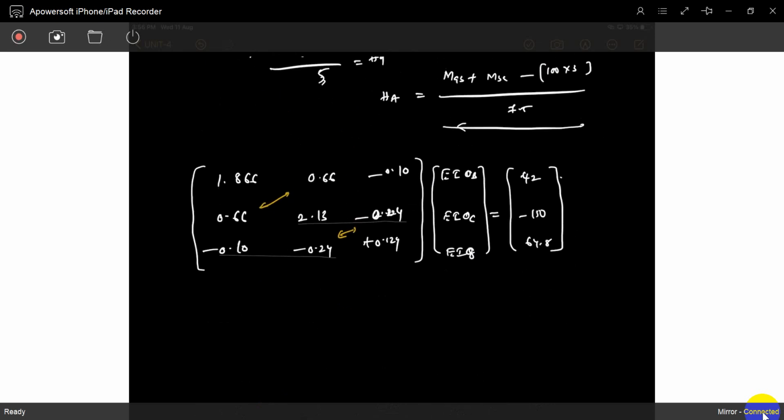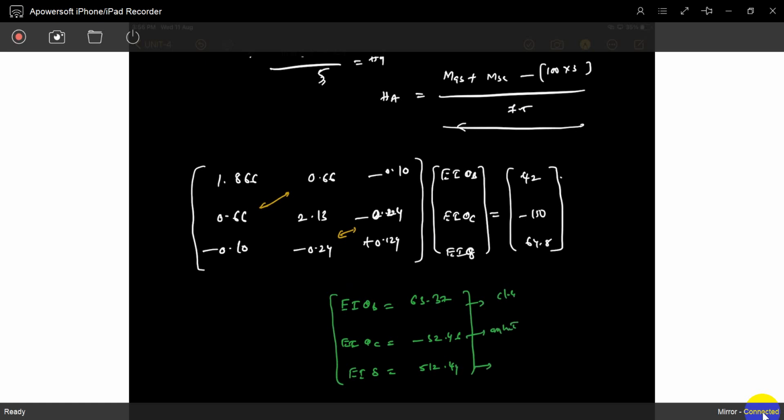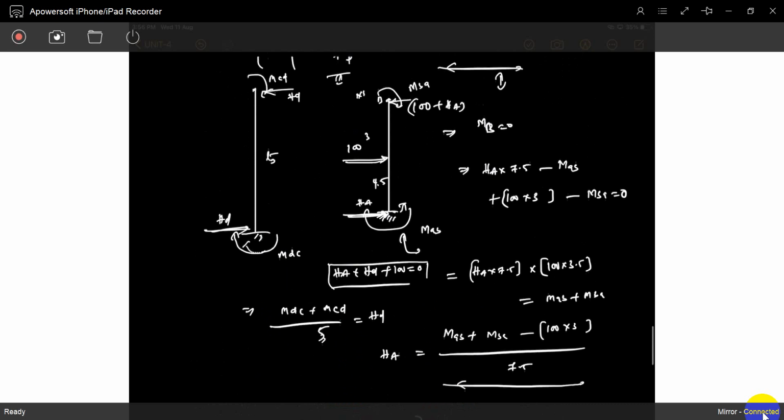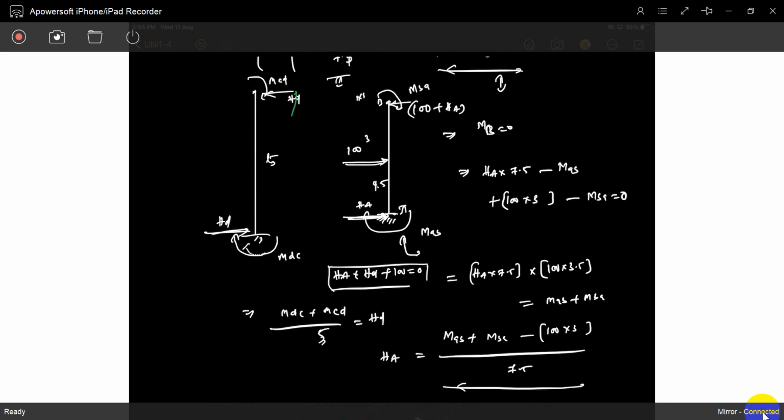What will you get? EI theta B is 63.37, EI theta C is minus 32.46, EI delta you will get 512.44. So this is clockwise, this is anti-clockwise. We will get the deformation in this direction only. We'll take this direction, we'll take this direction.